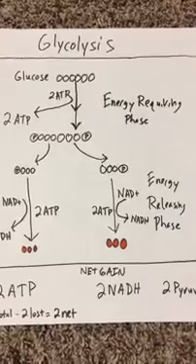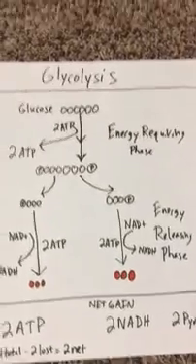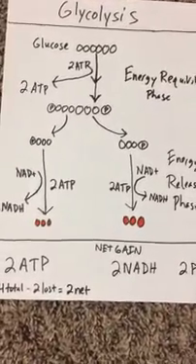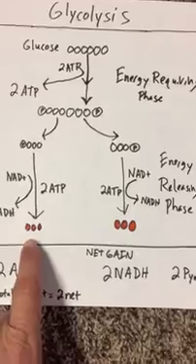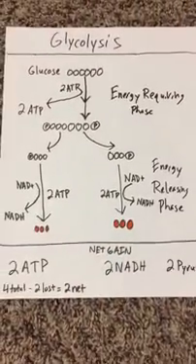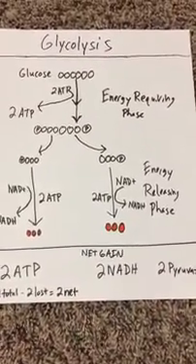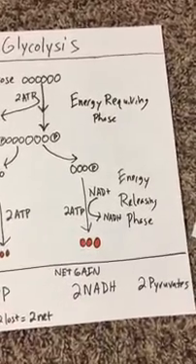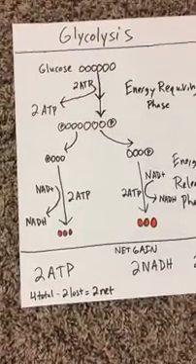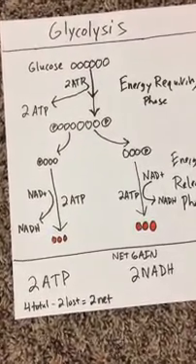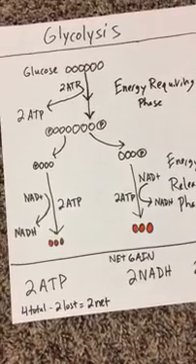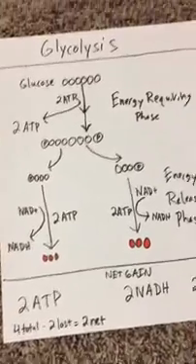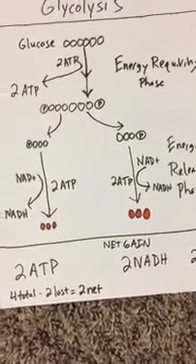In the energy releasing phase, each 3-carbon sugar is converted into another 3-carbon molecule, which is called a pyruvate. And I put the pyruvates in orange down here at the bottom. These reactions make 2 ATP from each pyruvate, and 1 NADH molecule. The 2 pyruvates are made, and the reaction takes place 2 times, so 4 total ATP and 2 total NADH molecules are made.